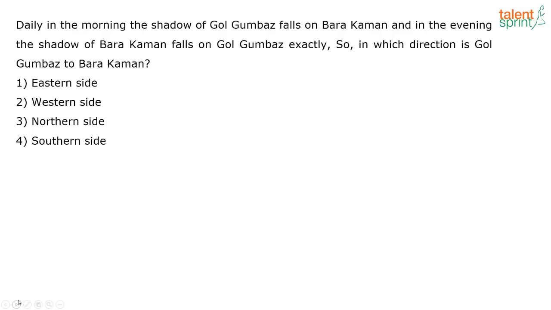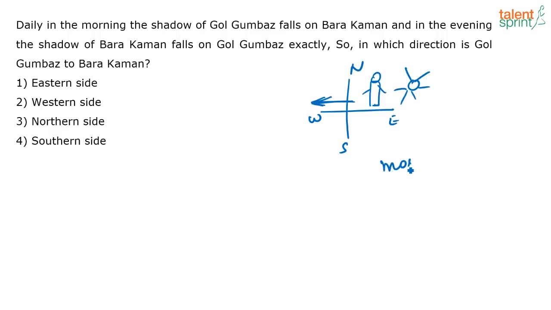See, in directions, whenever it is early morning, what happens? Morning time, sun is towards the east. See, you have north, south, east, and west. During morning time, sun is towards the east. So if I'm standing facing the sun in the morning, where will my shadow be? My shadow will be behind me, that is towards the west. So always remember, during morning time, shadow is towards west.